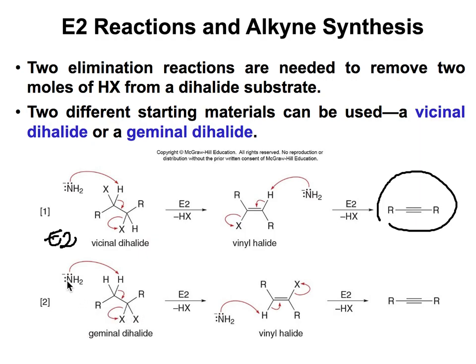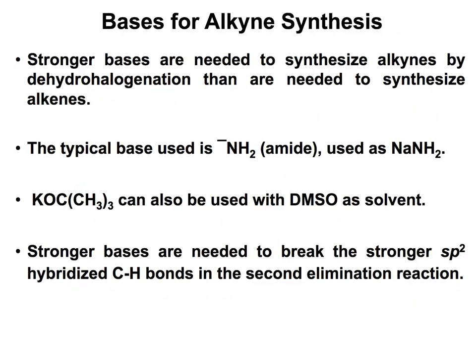So in this case, the same thing happens. The base will come, get the hydrogen, it will collapse, and one of the halogens will leave. Then that's the first one, and then the second one happens again, and that will form the same product. It will be an alkyne.